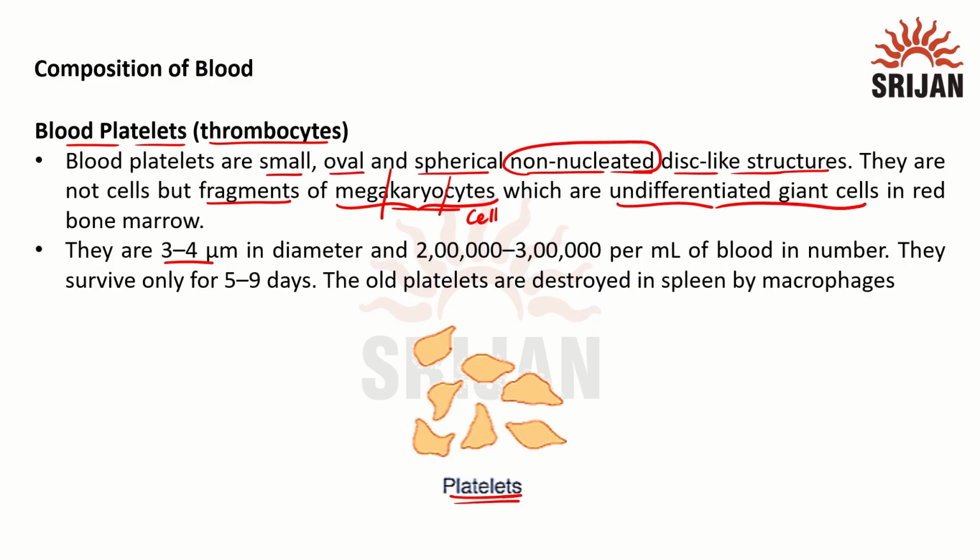They are 3 to 4 micrometers in diameter and they will be around 200,000 to 300,000 per ml of blood, and they survive only 5 to 9 days. And the old platelets will be destroyed in the spleen by macrophages.